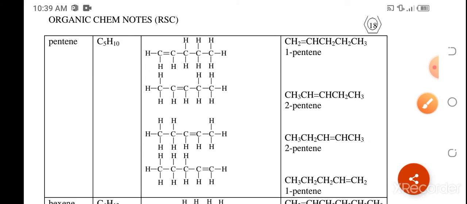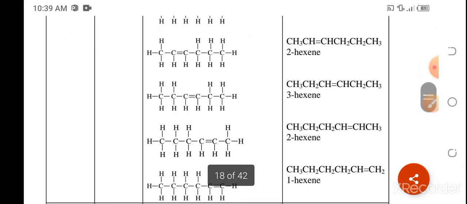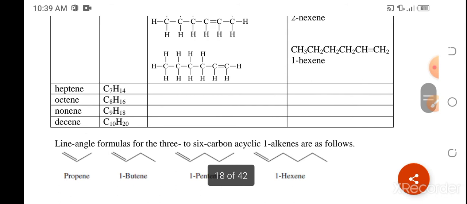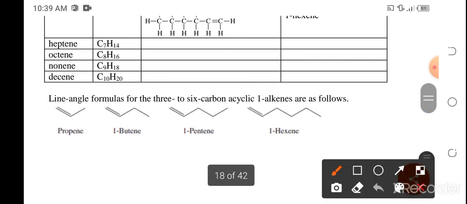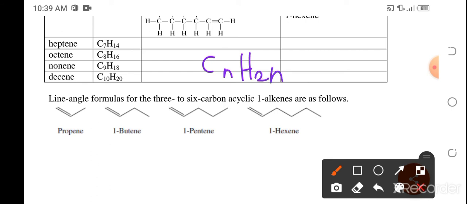Okay, so we have simple alkenes, hexene, heptene, octene, nonene, and decene. Okay, so still they follow the general formula of CnH2n. So if carbon atom is 7, the hydrogen should be 14.